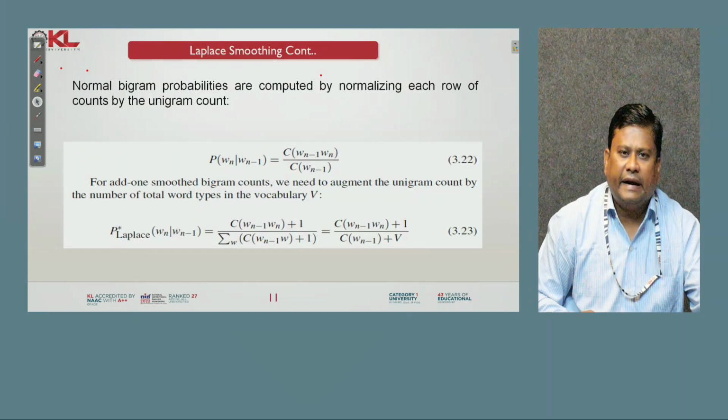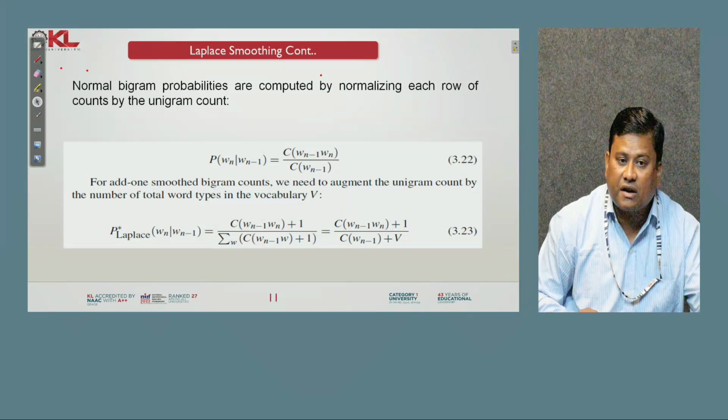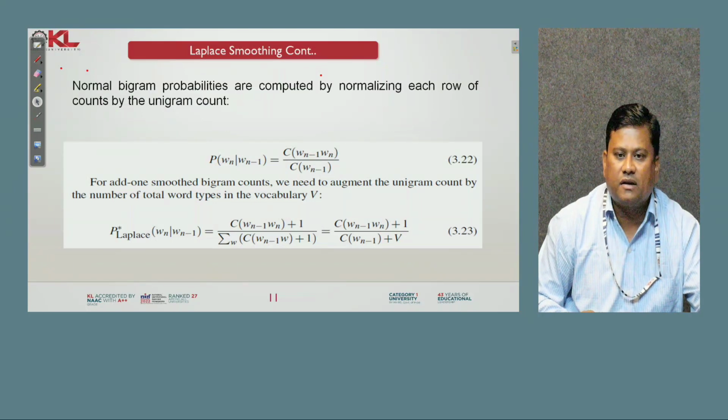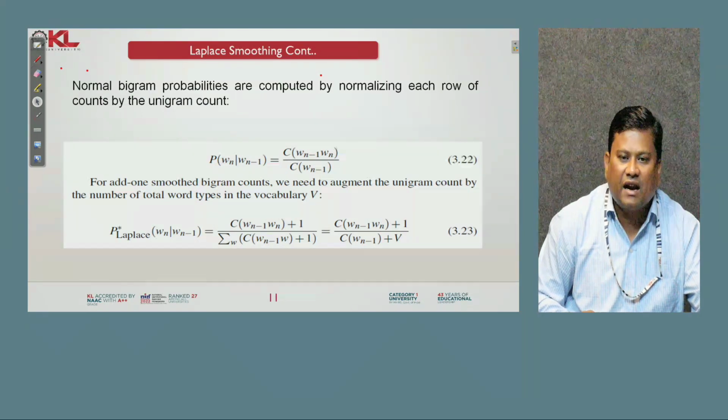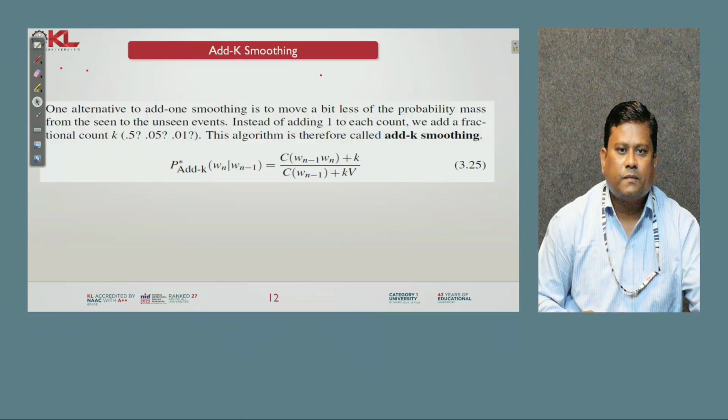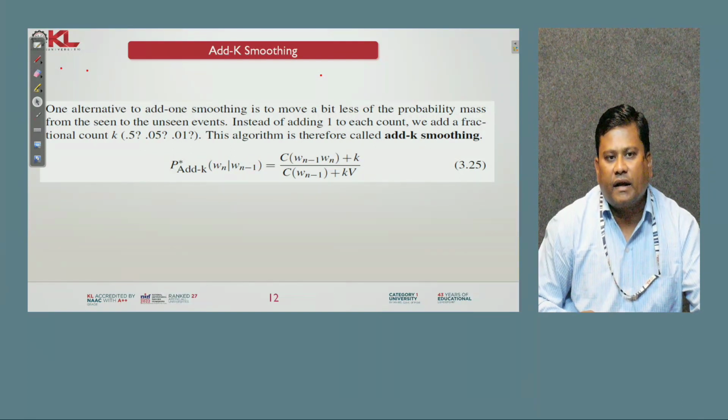So normal bigram probabilities are computed by normalizing each row of counts by the unigram count. So what will the final Laplace probability be here? P(Wn | Wn-1) = C(Wn-1 Wn) + 1 divided by the summation over W of C(Wn-1 W) + 1. So the resulting value will be C(Wn-1 Wn) + 1 divided by C(Wn-1) + V. Okay. So again we go for add-k smoothing.